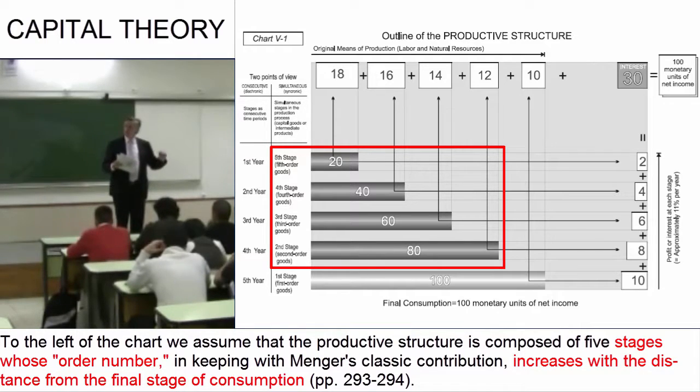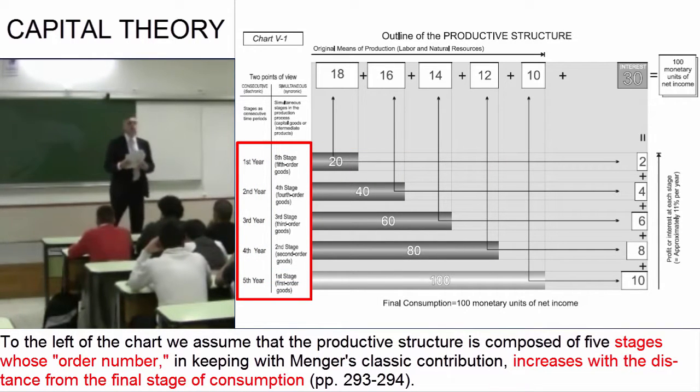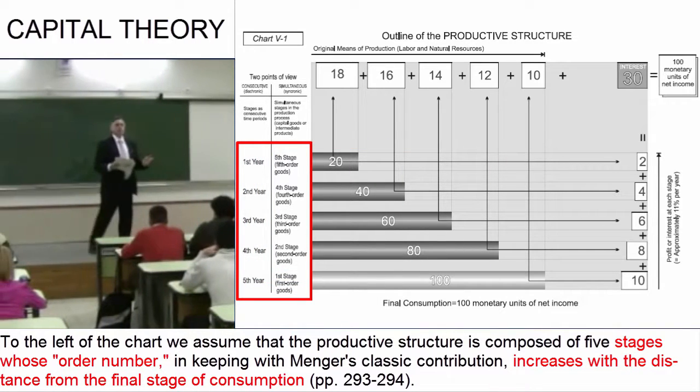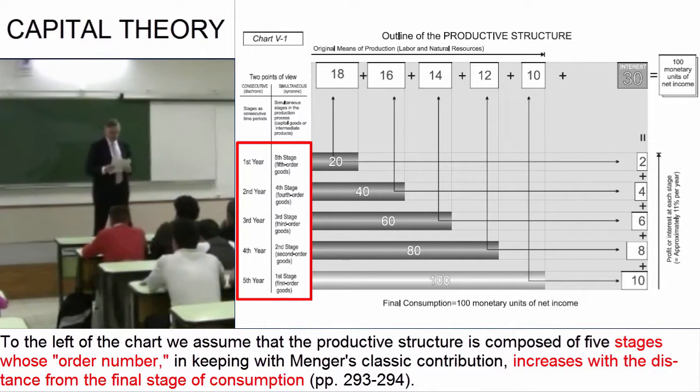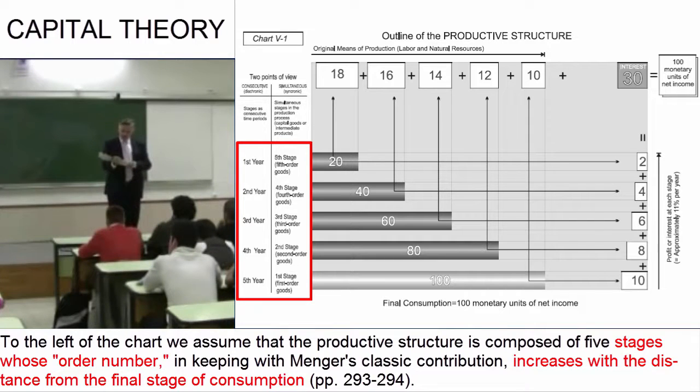The higher the order, the further the stage is from the much-desired final consumer good. Well, here I have assumed, in order to simplify matters, that the production process comprises five stages, each of which lasts 1 year. Stage 1, stage 2, stage 3, and so on.